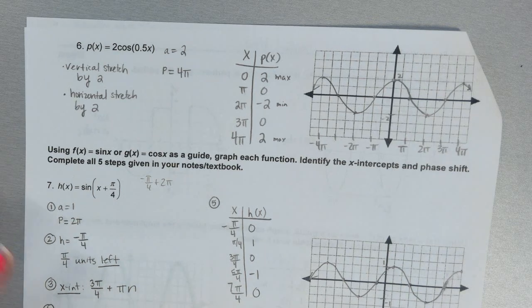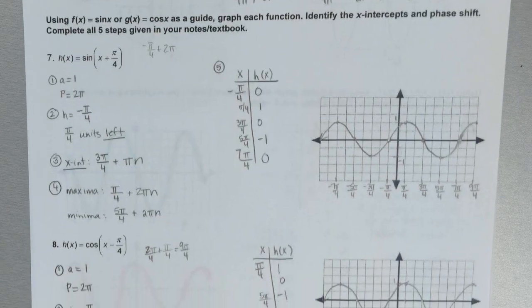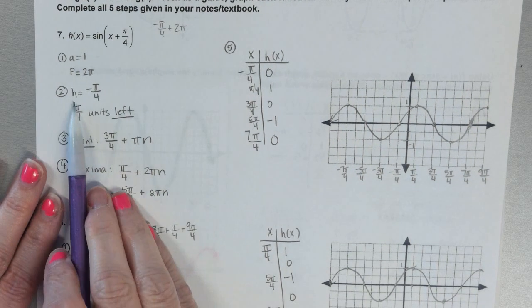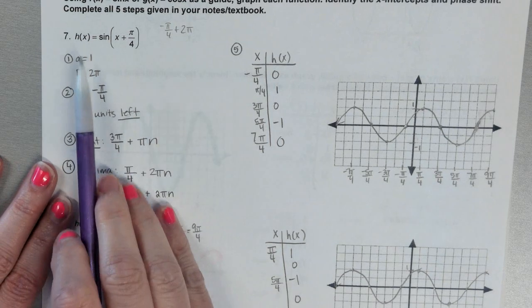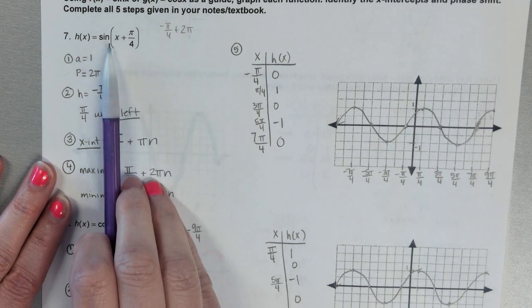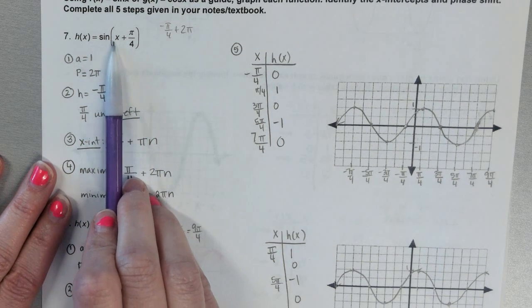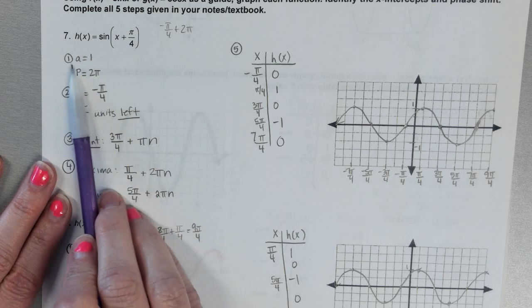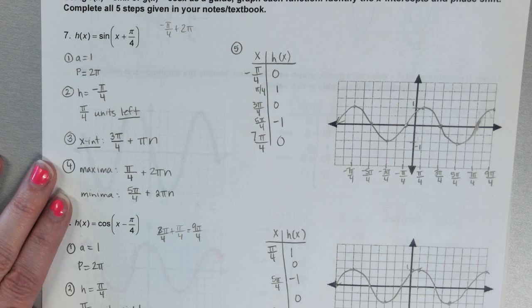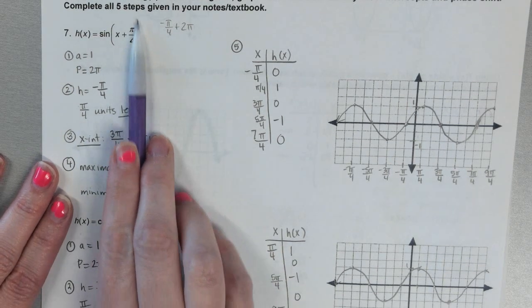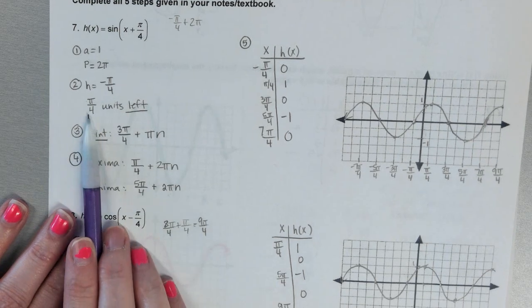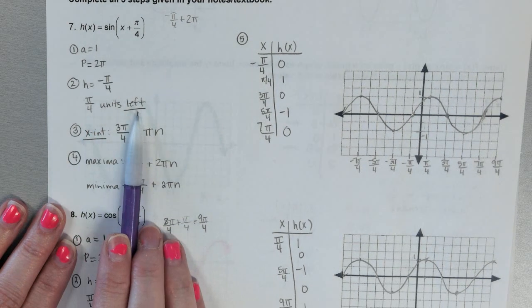Okay, and then 7 and 8 are the phase shifts. When you have the phase shifts, okay, that means you're starting at your H value. So for the phase shifts that we've done, our B values have been 1 a lot, and our A values have been 1. Okay, so your amplitude is 1, your period is 2 pi. Your H value is the opposite of what you see, so negative pi over 4. This means you're going pi over 4 units left.